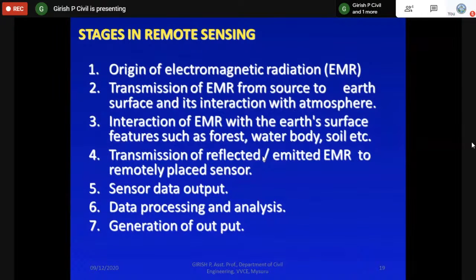Second, transmission of electromagnetic radiation from source to the Earth's surface and its interaction with the atmosphere. Interaction of electromagnetic radiation with the Earth's surface features such as forest, water body, soil or snow. Then transmission of reflected or emitted electromagnetic radiation to the remotely placed sensor. Then sensor data output, data processing and analysis, and generation of output. So these are the 7 important stages involved in the process of remote sensing.